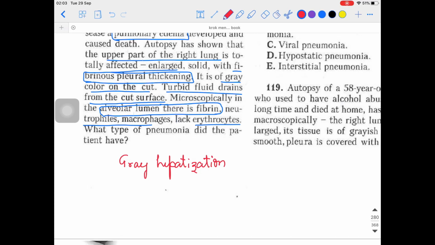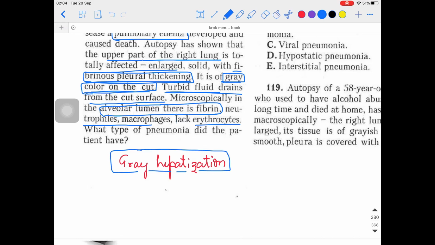Because they said that turbid fluid drains from the cut surface and there was a fibrinous pleural thickening. Okay, pleuropneumonia. And what kind of appearance will they be giving? I told you in the red hepatization they will be giving the red appearance. In the gray hepatization they will be giving what? Gray appearance. The gray brown gross appearance will be seen, a gray color on the cut surface, isn't it? So they are talking about the gray hepatization of this Croup-Bush or lobar pneumonia or fibrinous pneumonia or pleuropneumonia. Several kinds of names are there.